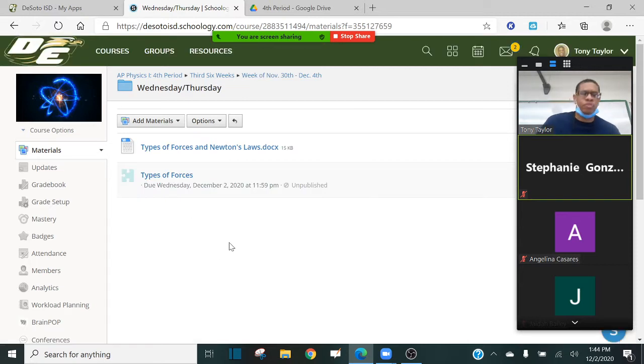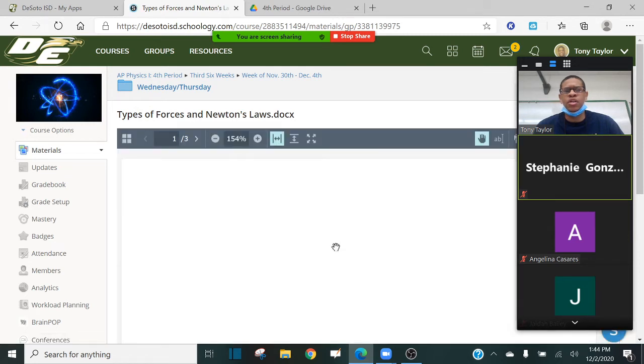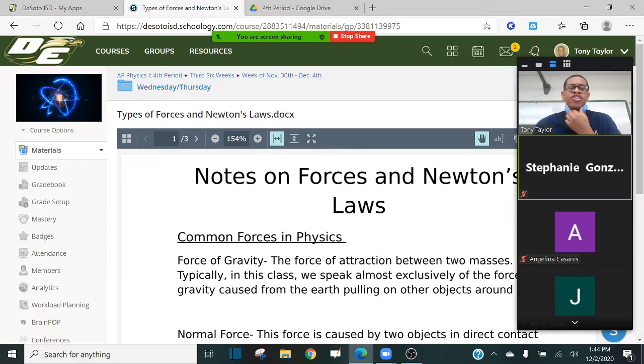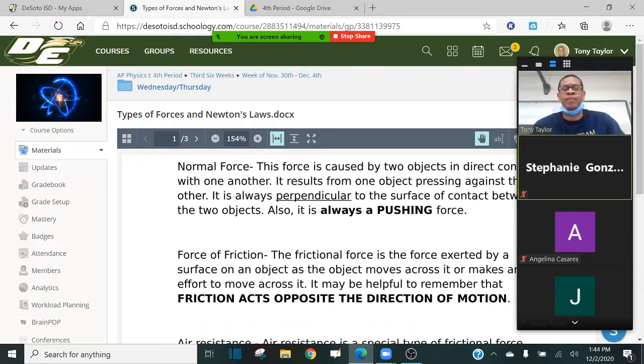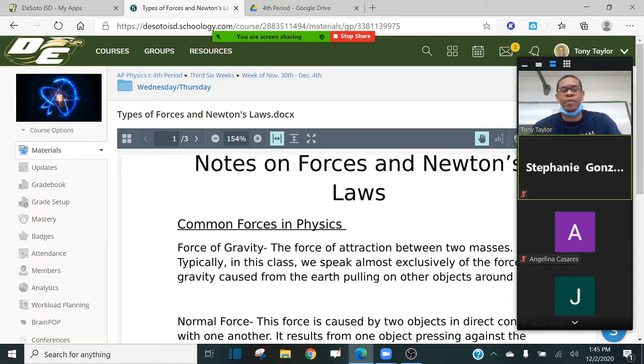Now, today is going to be a pretty straightforward day. What we're going to do, we're going to go over these notes as a class. These notes deal with types of forces. Basically, all the common forces in nature that you will see in a Physics 1 class, we're going to go over today in detail. Now, some of these forces we've already talked about before, but today I just want to focus on all of them just so you guys will know how to recognize them in any situation where they appear.